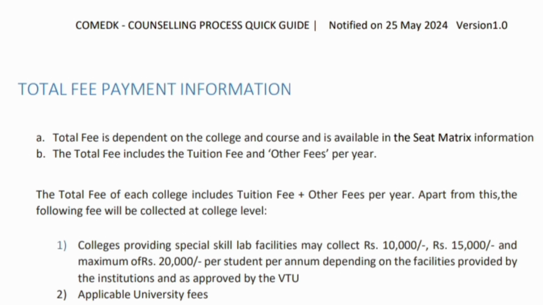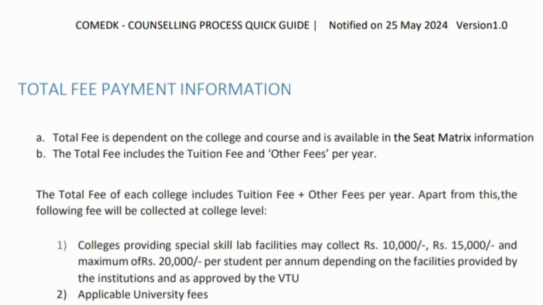So the first point is that total fees is dependent on the college. Each college charges slightly different fees, and courses and seat matrix will be available later. Final fees will come around the 10th of June, so you will have to wait for that. Total fees has basically two components: first is the tuition fees and second is the other fees. Both of them have to be paid every year. So total fees is tuition fees plus other fees.